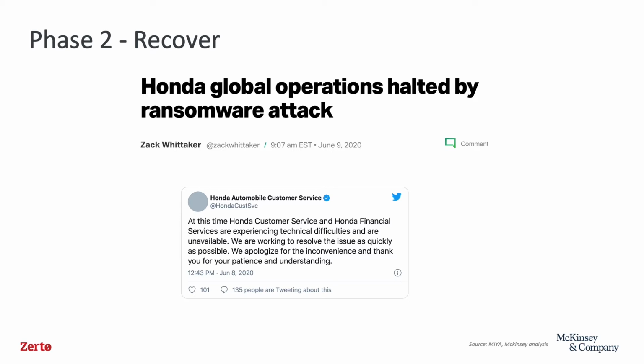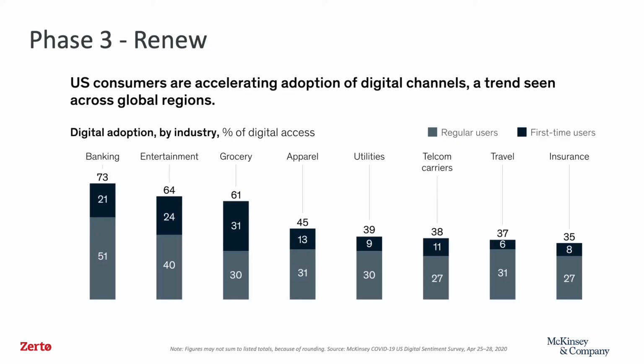Now, what does phase 3 look like? Well, phase 3 is about renewal. It's post-recovery, but it's about how you prepare for a new world, a new era, and how that affects your IT organizations. If you look at the same study from McKinsey, you see that US consumers are accelerating adoption of digital channels, a trend that's seen across global regions. And that digital adoption is here to stay.